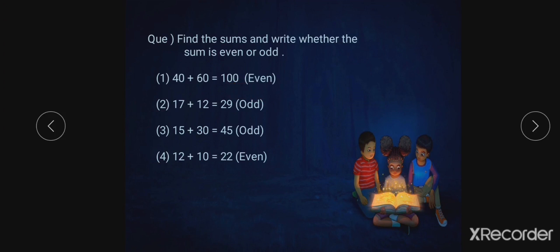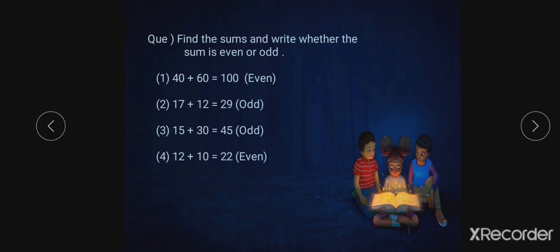And second question is 17 plus 12, the answer is 29. And as the last digit is 9, the number is odd. Third, 15 plus 30, the answer is 45. As the last digit is 5, the answer is odd. Fourth, 12 plus 10, the answer is 22. As the last digit is 2, the number is even.